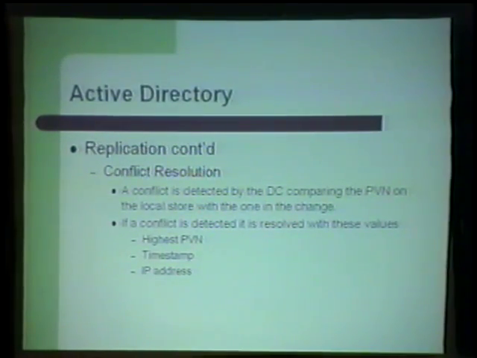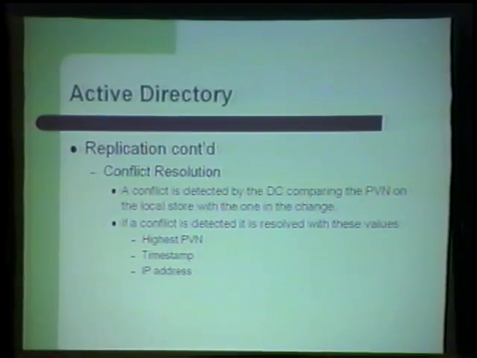So the question is, what happens if you make a change on two different servers? Which one takes effect? So what it does is it compares the property value number. This is the version of the attribute. It looks at the change and it looks at the version number. If they're different, if the change is actually lower, it will throw the change away. If they're the same, but the attribute is different, that's where the confusion comes in. So the first thing that it looks at is which one has the highest property value number, which one has the highest attribute. If they're the same, then the change is different.